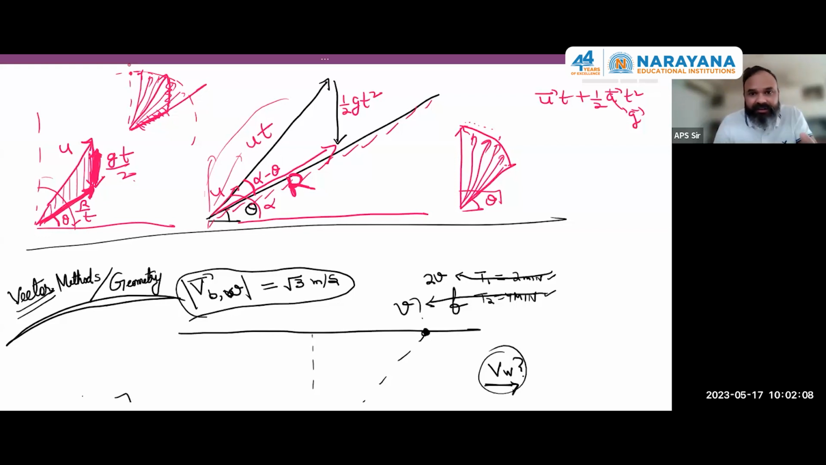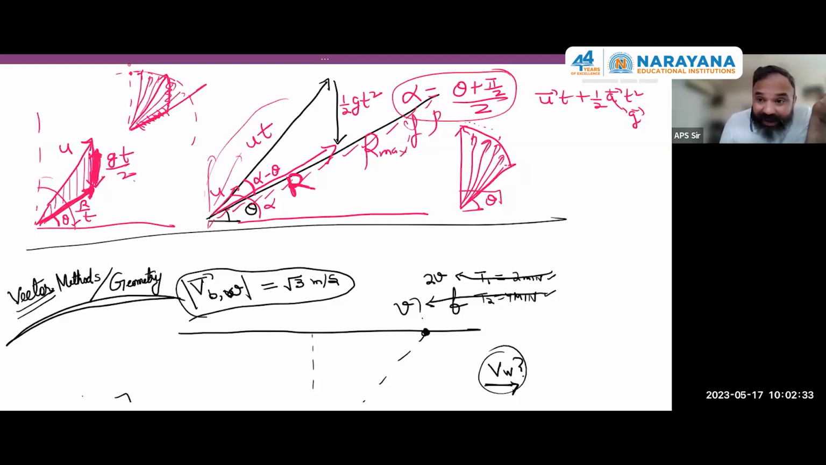So directly I will say that when it is along the bisector, when alpha is equal to (theta plus pi/2) upon 2, this will be the instant when it is along the bisector of these two, exactly at the center of theta and 90, then it will be maximum. So R is max if alpha is this. This I can say because I know the property of the triangle.